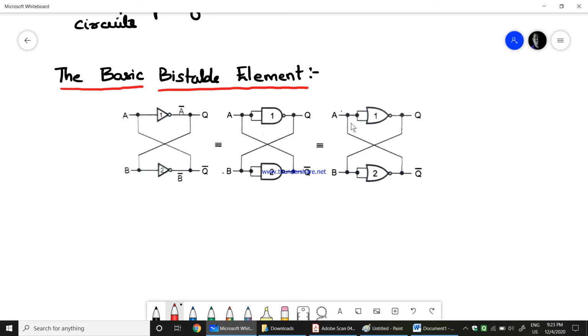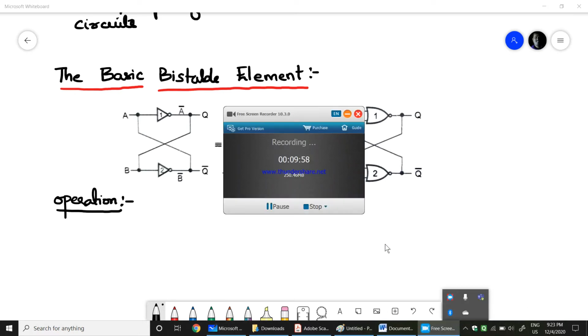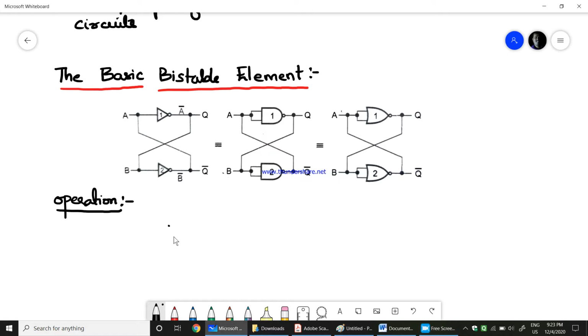So what is the operation of the bistable element? Let us learn the operation of the bistable element. For that we need to assume something. Let us assume the input A is equal to 0.